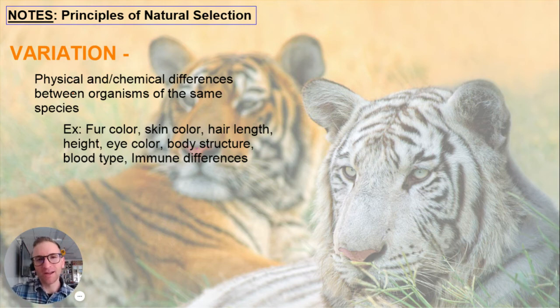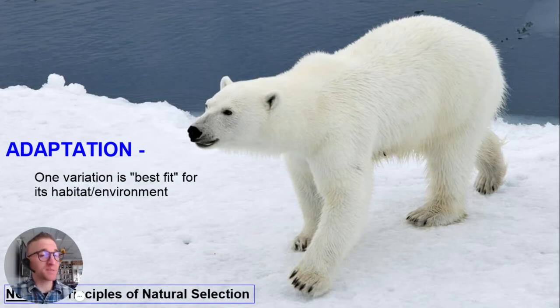That is another variation. Variations are really, really easy to identify in some cases, but they can be much more difficult to identify in the case of like hormone differences and immune differences. So they're not always very obvious from one organism to the next. An adaptation. Now, an adaptation is a specific type of variation, okay?